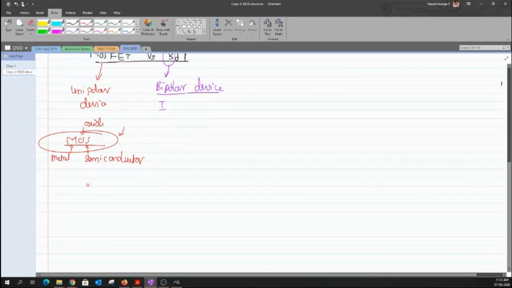So let me take a P-type substrate. The semiconductor that I'm going to use for the entire discussion, by default, I'm going to assume is always a p-type semiconductor.